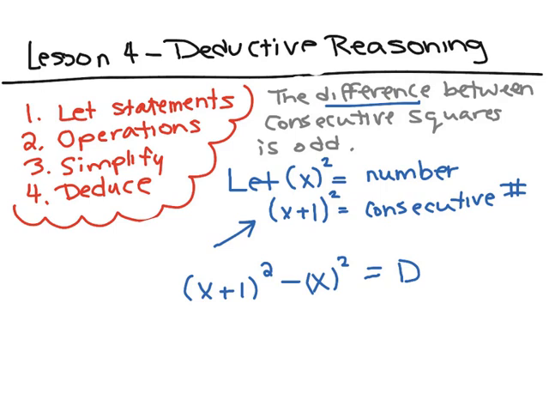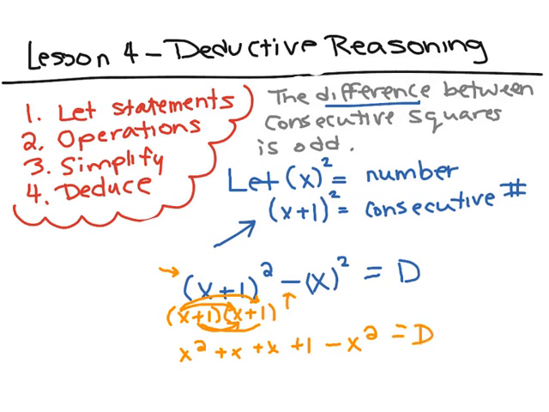Now what we want to do is simplify. So we're going to have to expand out these brackets. So x plus 1 times x plus 1. And when we have this, we need to distribute. So x times x is x squared. x times 1 is x. And another x. And 1 times 1 is 1. And we're going to subtract x squared for this, which is equal to d, the difference.